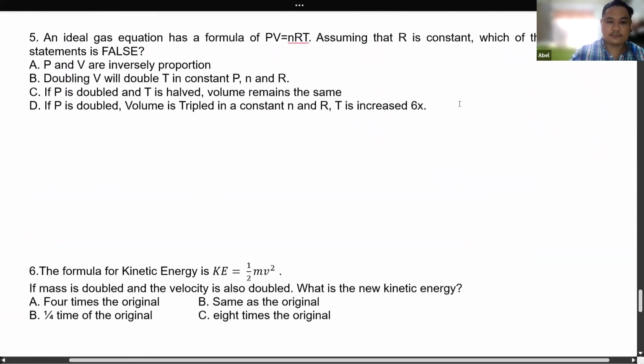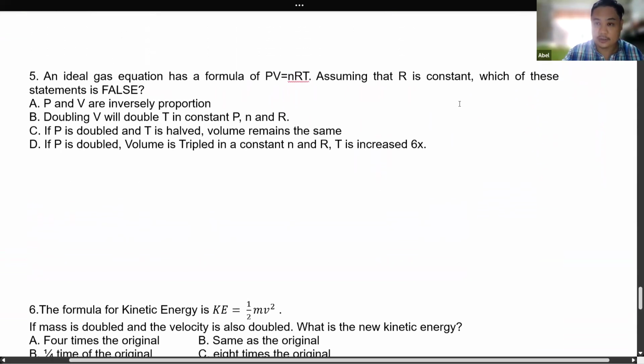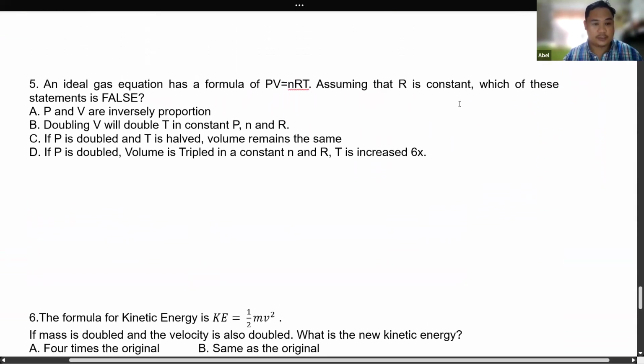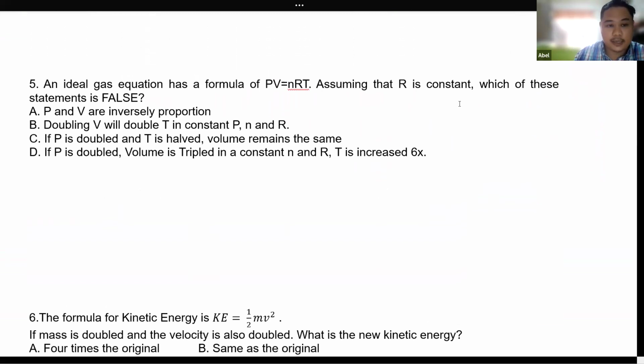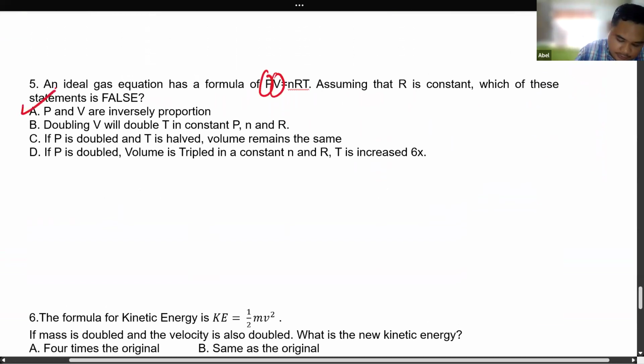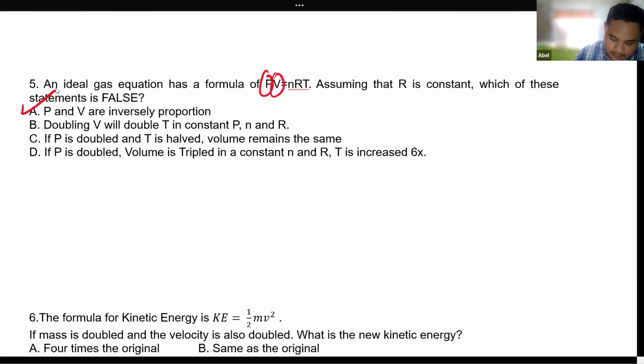Next, how about this formula? An ideal gas equation has a formula of PV equals nRT. Assuming that the R is constant, which of this statement is false? Let's look at this. P and V are inversely proportional. P and V are inversely proportional, so this one is correct. Doubling V will double T in constant P and R.